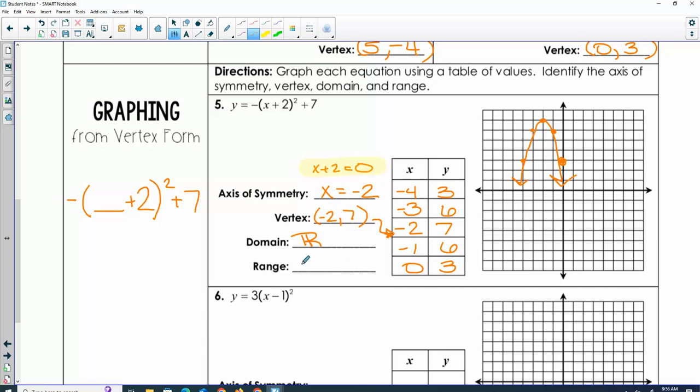So either way. The range, if it's opening down, we're hitting everything smaller than, so less than or equal to this high point. My y at that point was 7. So my range is less than or equal to 7. So the only difference from yesterday is we can just look at this and find our vertex and axis of symmetry. Then the rest of it, plugging in to get our values, is the same. So we don't have to do the opposite of b over 2a. We can identify it from the equation.